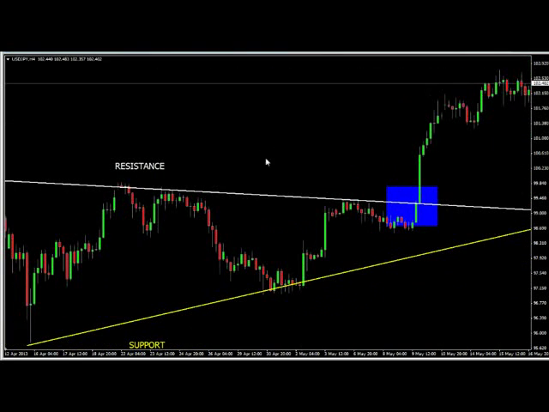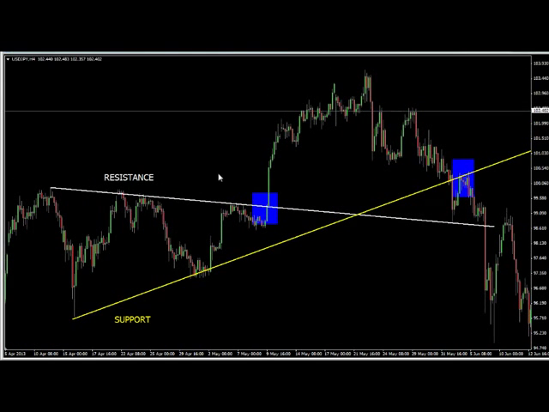So even with the different types of resistances and support levels that we have, you always want to keep them drawn on the chart until either price moves far enough away from it to where it becomes a moot point, basically, or price turns a level of support into resistance or a level of resistance into support.